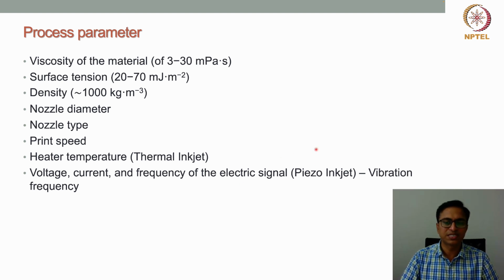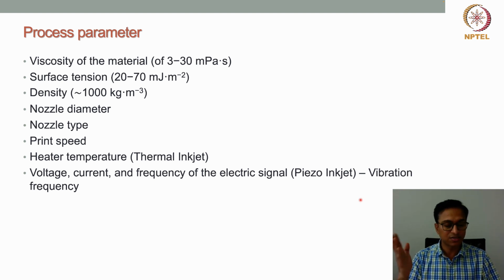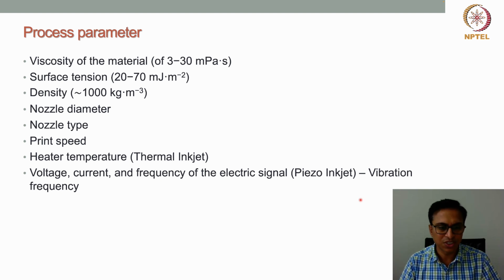Similarly, for piezo inkjet bioprinting, the signal for generating droplets matters, like the voltage, current and frequency of the electric signal. In other words, the vibrational frequency of the piezo material is very important, because it has been observed that if the piezo vibration frequency is very high, like in the range of 15 to 25 kilohertz, then it is detrimental for cells, right? Below that it is fine. So that is what we have to control: the frequency of this vibration.